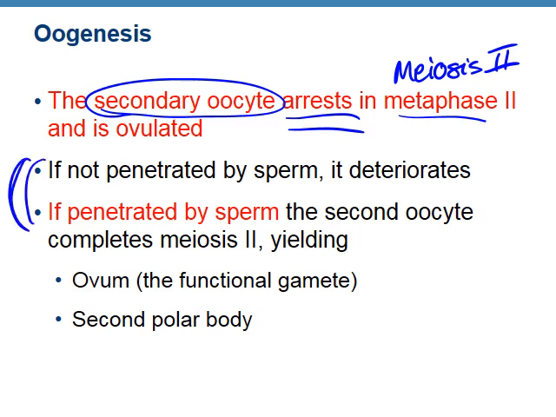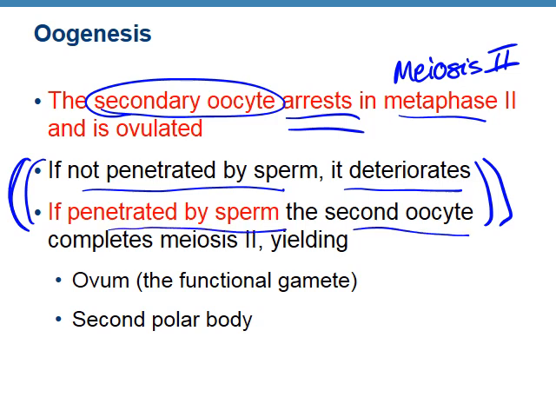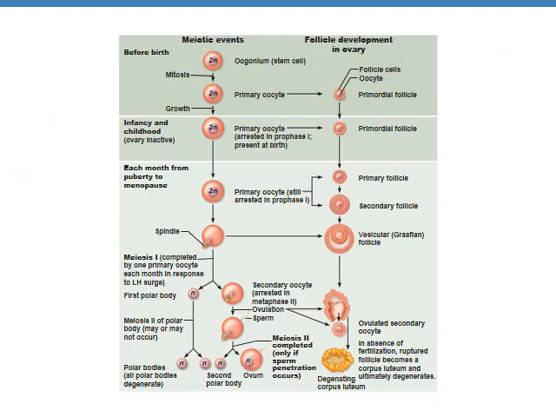And this is what decides whether that egg is going to finish meiosis 2. So if it's not penetrated by the sperm, that egg is going to deteriorate. There's no point in having the egg. It hasn't been fertilized. We're just going to flush it out. If penetrated by sperm, the secondary oocyte completes meiosis 2. So let's look at it in the figure on the next slide.